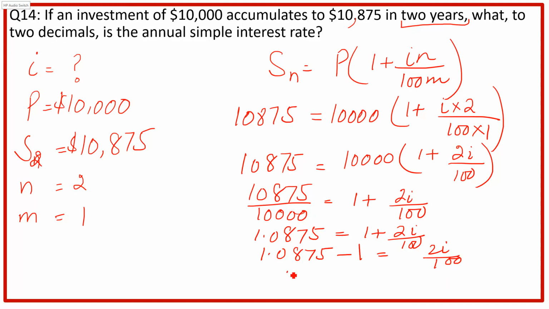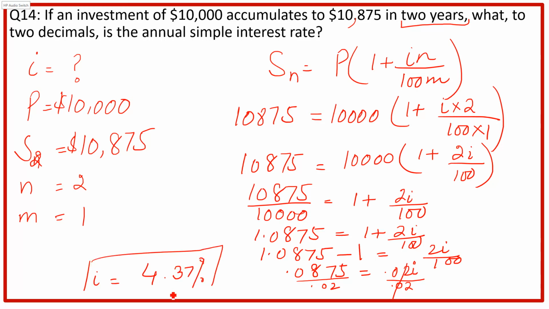So it will be 0.0875, which is equal to, if you want, you can divide it, 2 divided by 100, we will get 0.02i. But we need only i. We do not want 0.02i. So the easiest way is you have to divide whatever is multiplying with i. Same operation you have to do on the other side of the equation. These two will cancel. Now we have only i here. So i is equal to 0.0875 divided by 0.02, which is equal to 4.37%. So this is the interest rate.